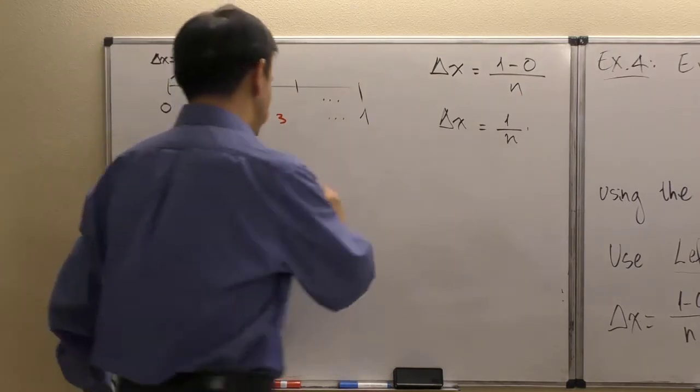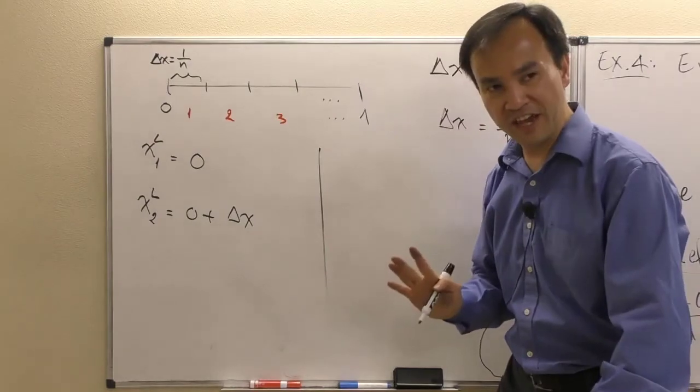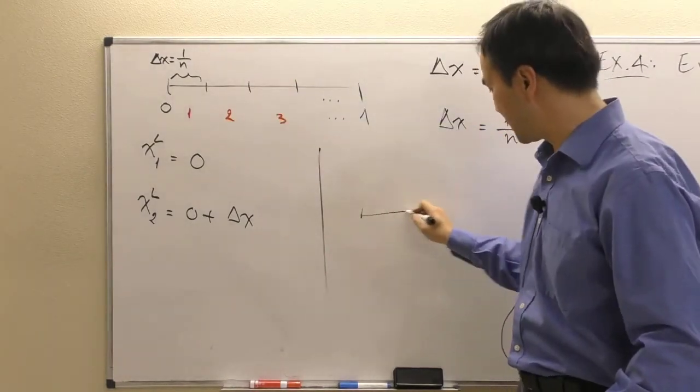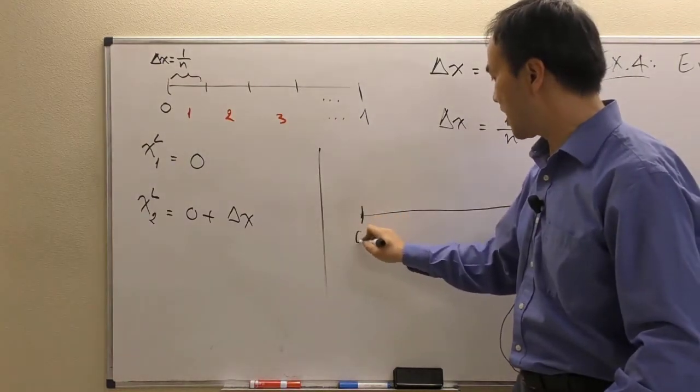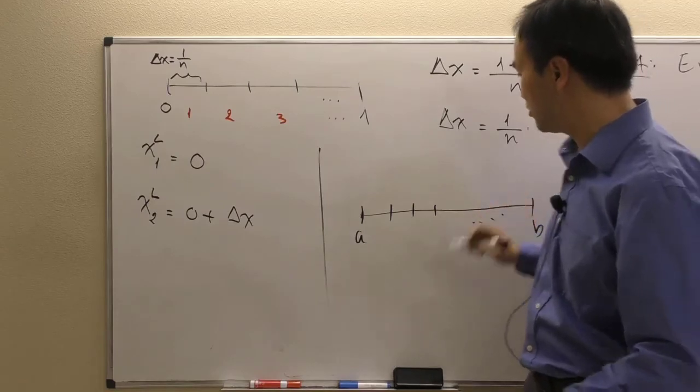I'm kind of halfway mixing between a generalized case and the case that's specific to our problem. Generally, when we're looking at a total interval from a to b, and there are a whole bunch of subintervals, how many more?